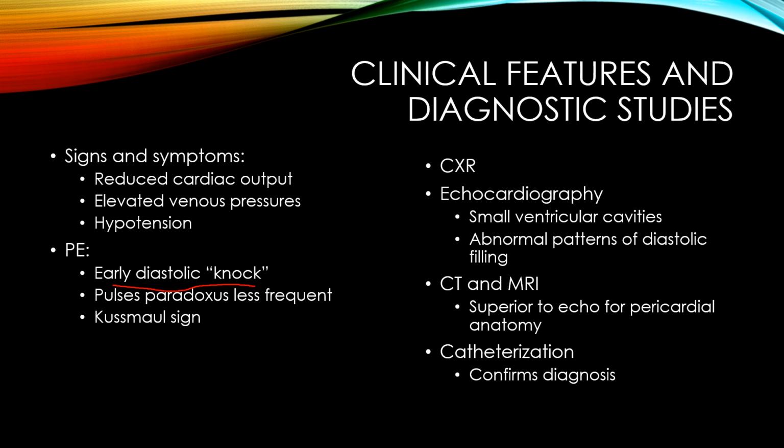Now, diagnostically, chest X-ray, you might be able to see it, especially if it's calcified. An echo will show small ventricular cavities and sort of abnormal diastolic filling. CT and MR are really good at looking at the anatomy, and so it can really pick out a pericardial constriction. And then catheter can confirm the diagnosis, checking pressures and whatnot, so they can see that the pressures have also equalized, in this case, in diastole, just as you would see in a tamponade.